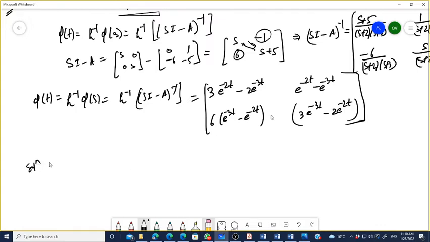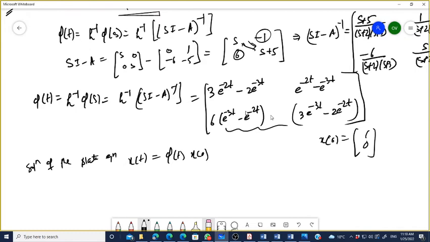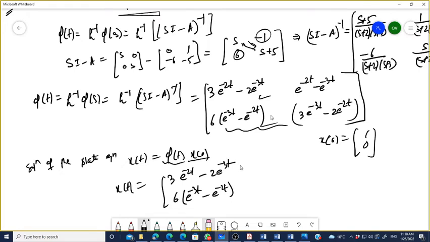So the solution of the state equation, xt, is given by phi t into x0. Phi t you already know, and x0 is given as [1 0]. Just multiply both and you can find xt. It will come as 3e^(-2t) minus 2e^(-3t), which is the first column, because the second is 0, and 6e^(-3t) minus 6e^(-2t). So this will be the answer for xt.